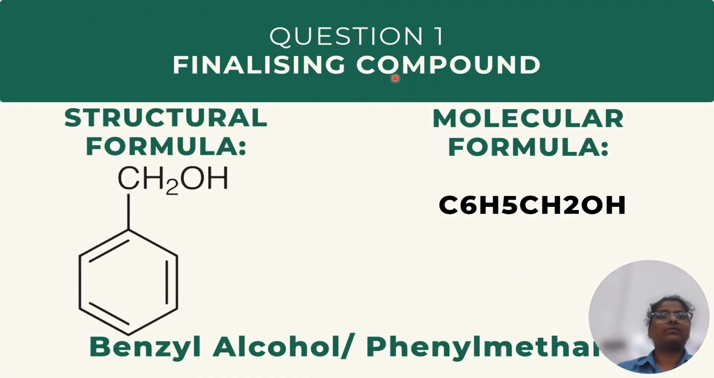For question 1, by looking at all the spectrum, we finalize the compound that the structural formula is CH2OH attached to a benzene ring containing 6 carbon, 5 hydrogen, and the molecular formula is C6H5CH2OH. The name of this compound is benzyl alcohol, also known as phenylmethanol.